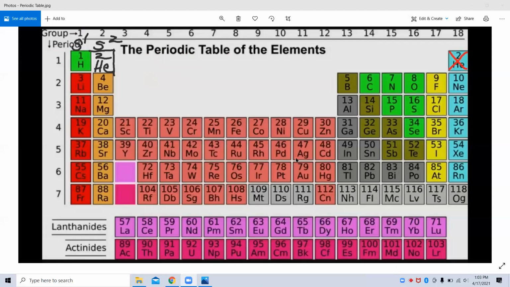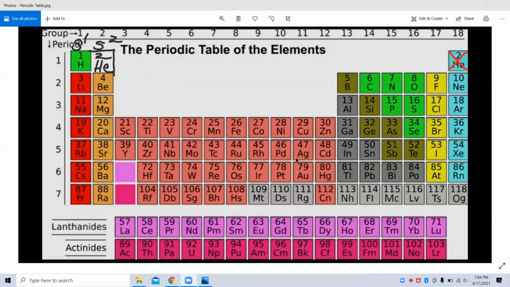Let's move on to helium. Now helium, here we go. Boom. It's in the first period, and here's the s to the 2. So it's 1s2. Now look at the superscript. There are 2 electrons, which is equal to the number of protons in helium, which is 2. Now let's move on to the next one.